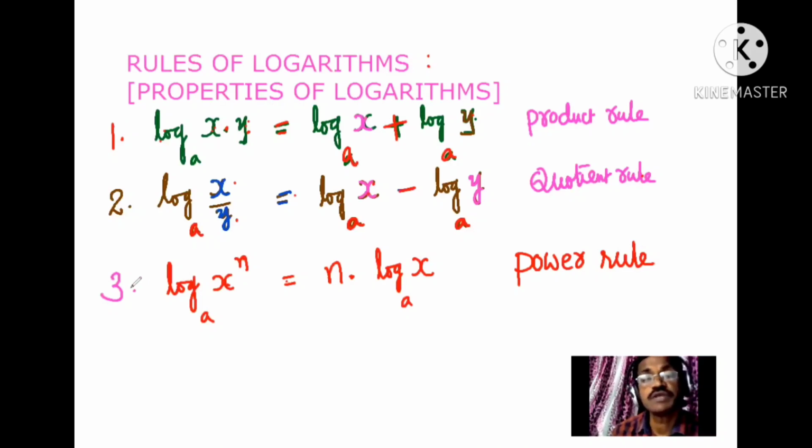And then we go to the third rule, logarithm of x to the power of n base a is equal to n into log x base a. Here if a number can be written in the form of an exponent, here exponent is n, so logarithm of x to the power of n is equal to the product of the exponent and the logarithm of the number. Once again I repeat, the logarithm of a number to an exponent is equal to the product of the exponent and the logarithm of the number.